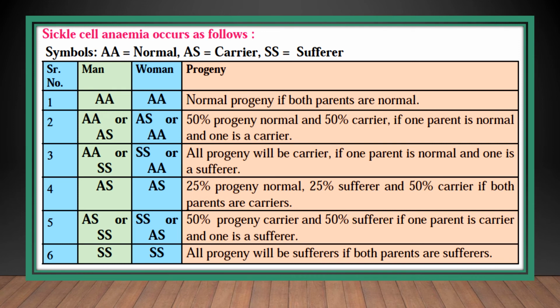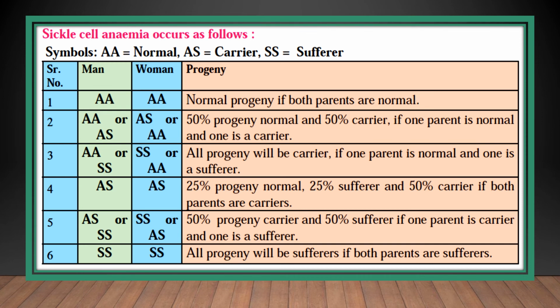Then if one person is normal and one person is a sufferer, all the progeny will be carriers, AS. If both are carriers, then 25% will be normal, 25% will be sufferers, and 50% will be carriers. So there is a chance that 1 out of 4 will be a sufferer.